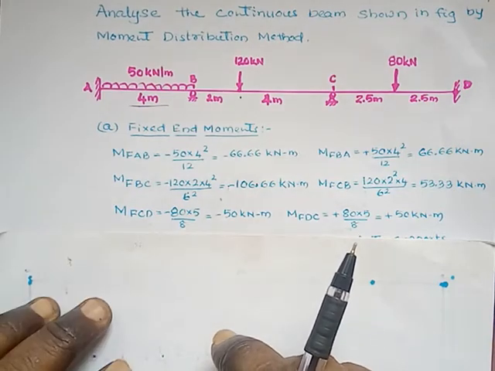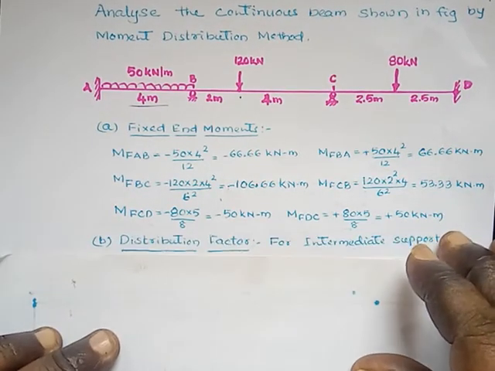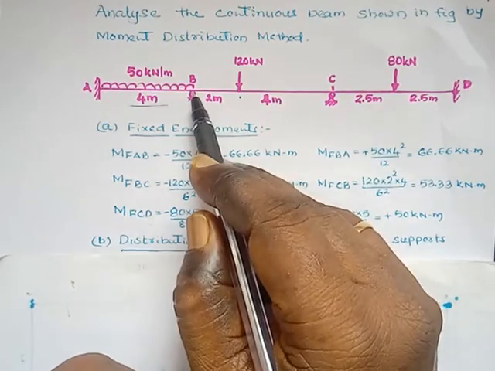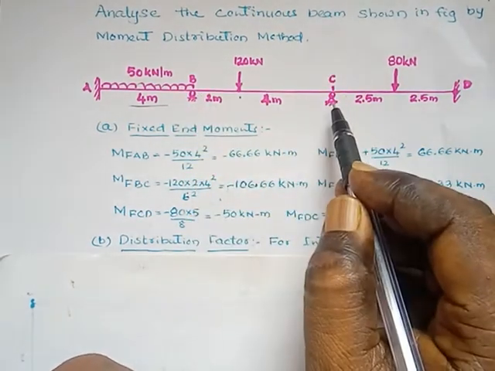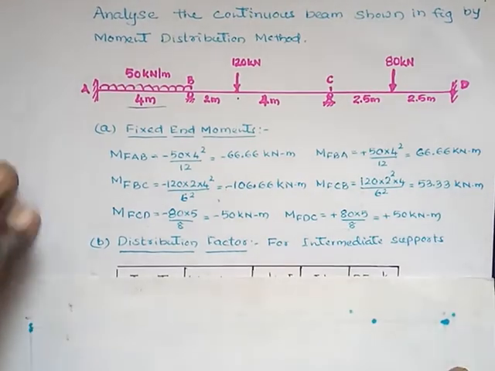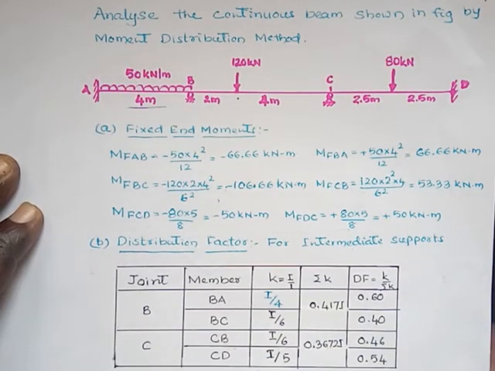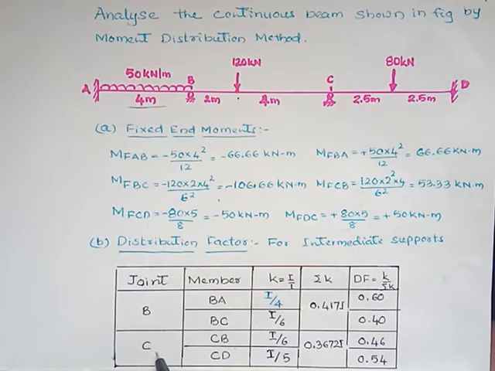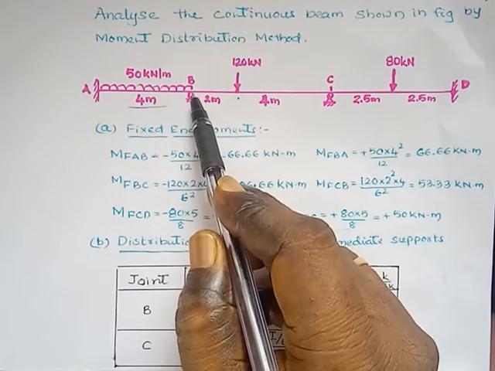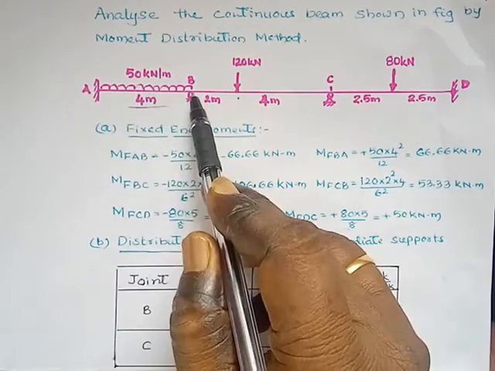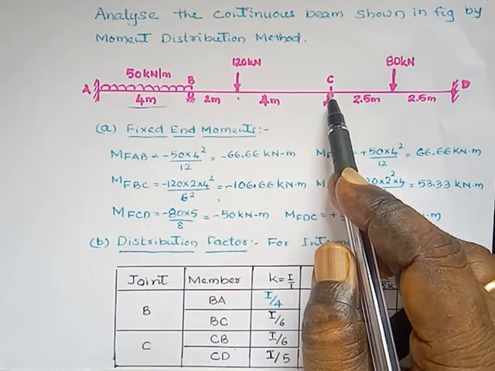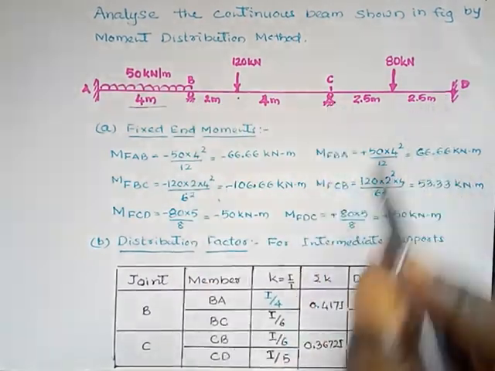The second step is to calculate the distribution factor for the intermediate joints only. Here there are two intermediate joints, one is B, one is C, that we have discussed in the previous video. Here we have to calculate the distribution factor. At joint B, two members are connected, one is BA, one is BC. Similarly, at joint C, two members are connected, one is CB, one is CD.